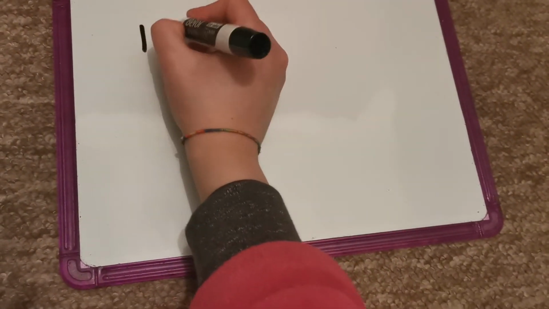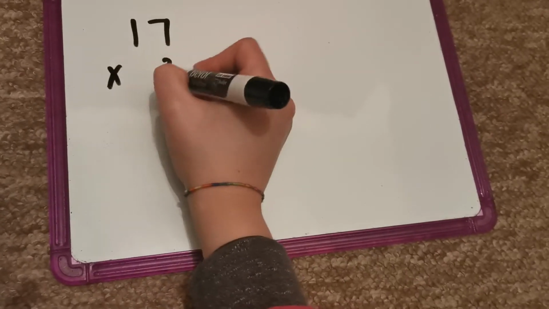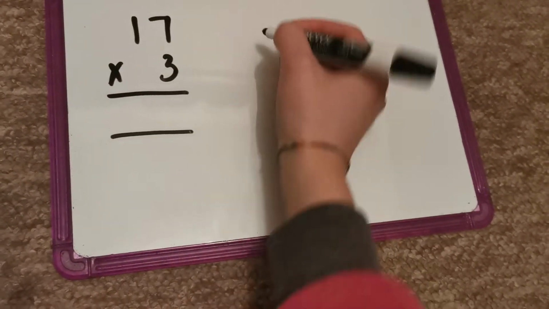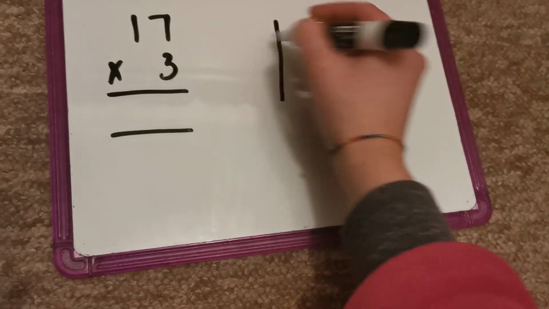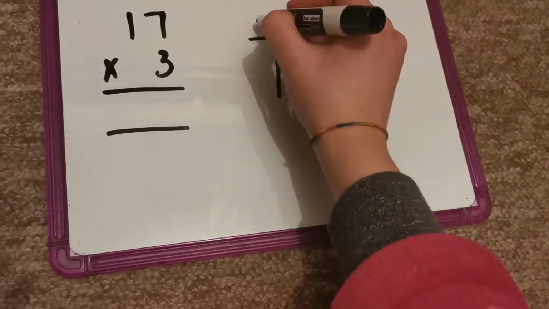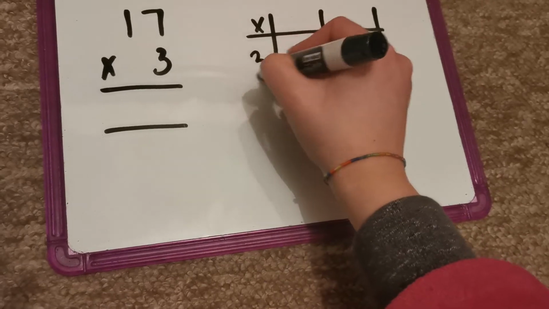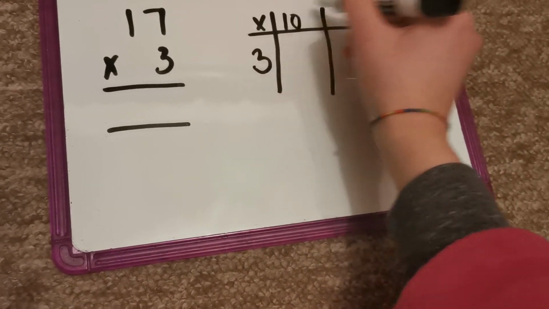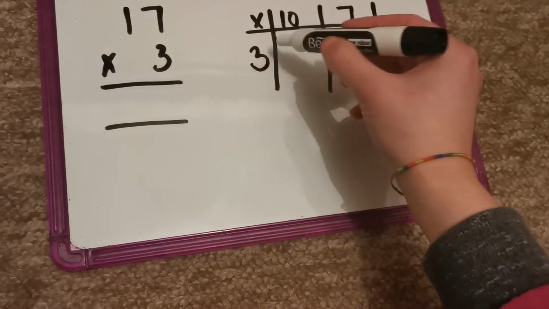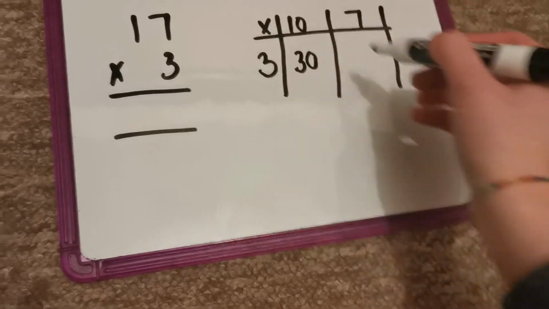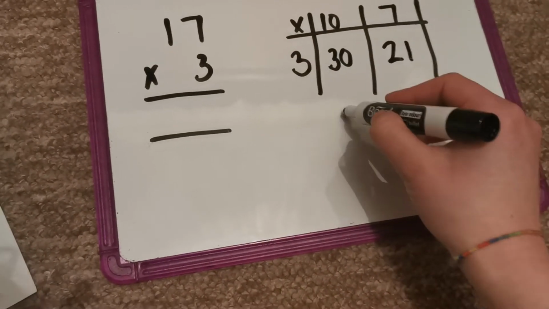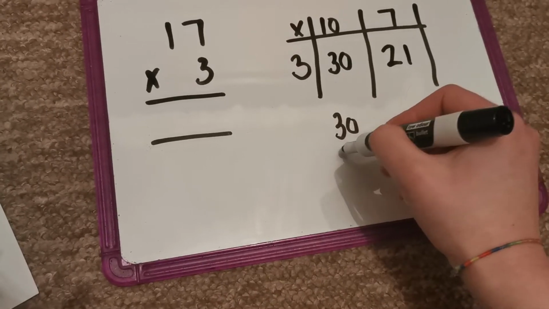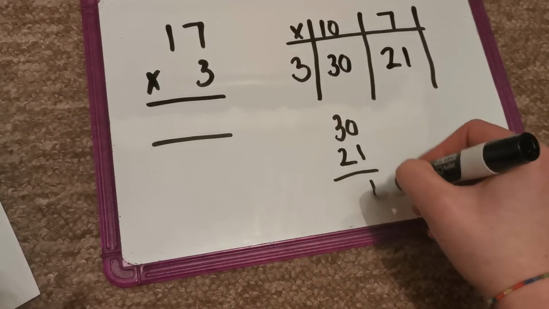So 17, and we're multiplying it by 3. You can also work it out in the grid method. 10 times 3 is 30. And then 7 times 3 is 21. So 30 add 21 is 51.